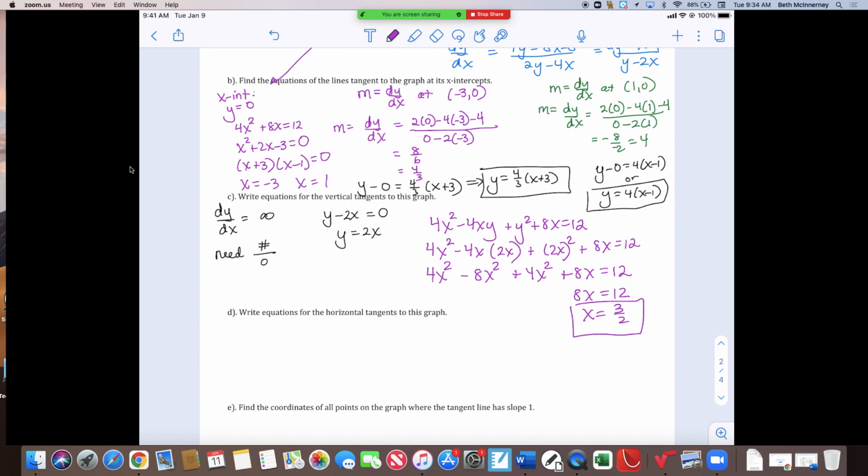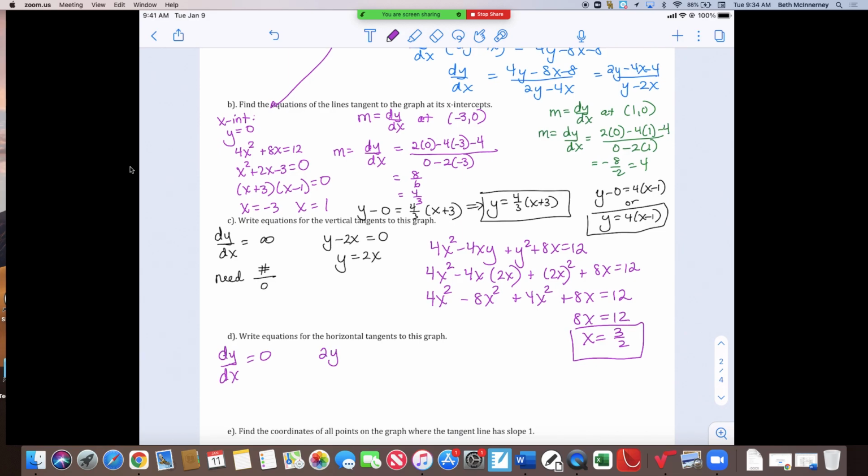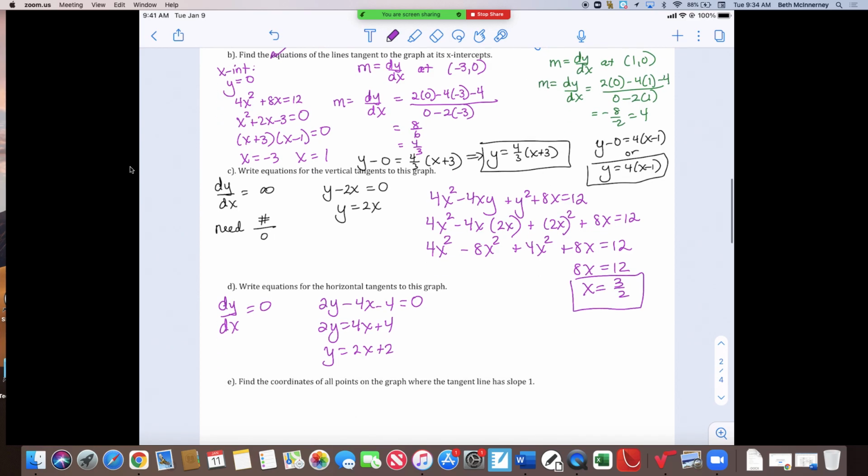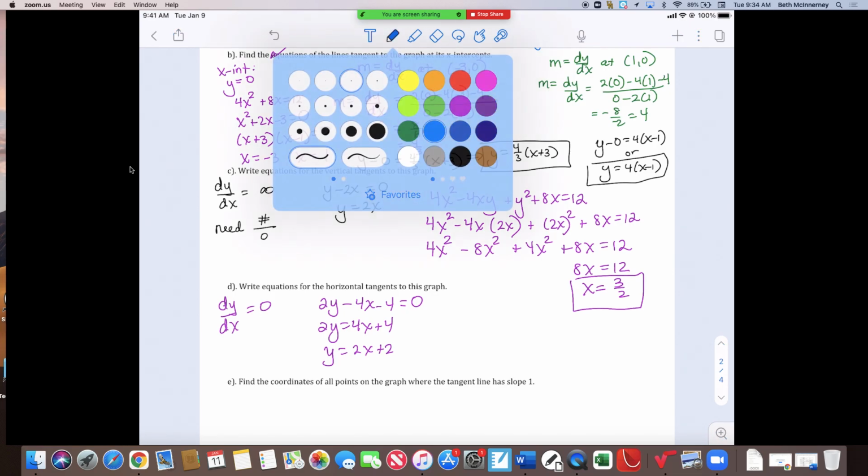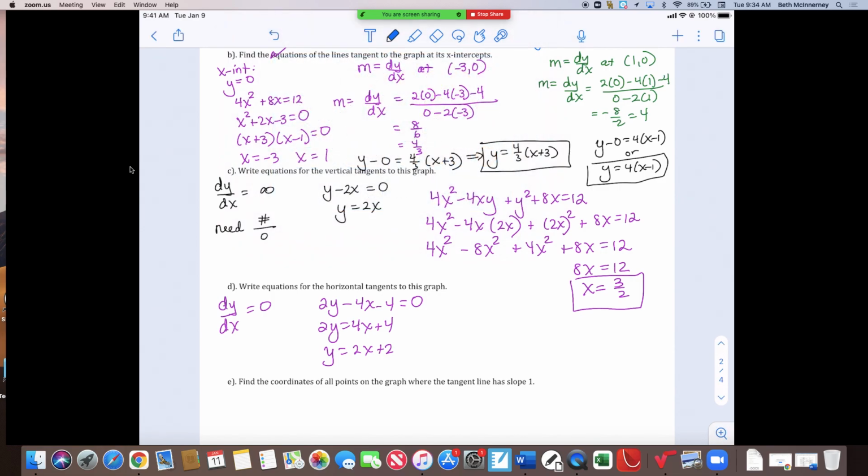Okay? All right, then in part D, write equations for the horizontal tangents. Well, we would know that dy/dx equals 0, and that's going to occur where the numerator is 0. So we're going to set 2y minus 4x minus 4 equals 0. And I get 2y equals 4x plus 4. So y equals 2x plus 2. Well, a horizontal tangent is y equals a number. And I can find the location of this.